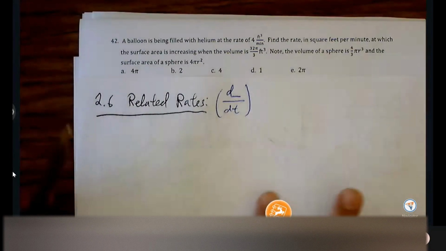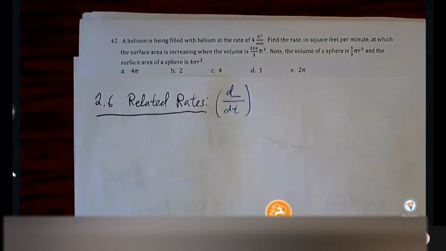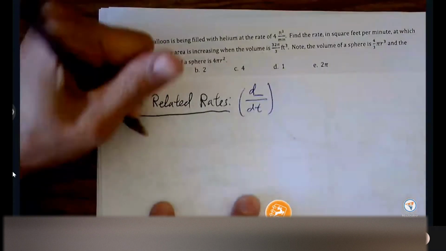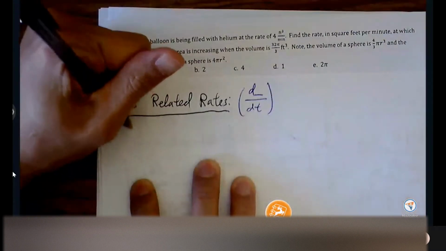Okay, a balloon is being filled with helium at a rate of 4 cubic feet per minute. Find the rate in square feet per minute at which the surface area is increasing when the volume is 32 pi over 3 cubic feet. Note the volume of the sphere is 4/3 pi r cubed, and surface area is 4 pi r squared. So I like to begin with the equations and just get the calculus portion out of the way.